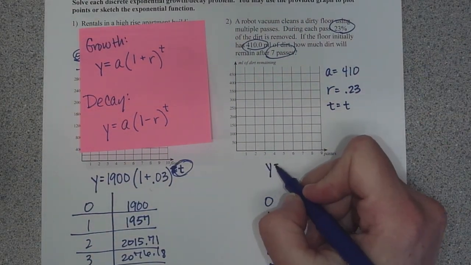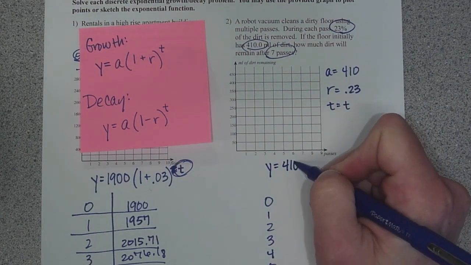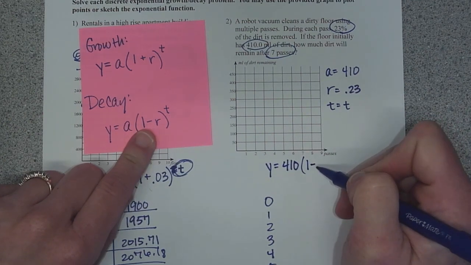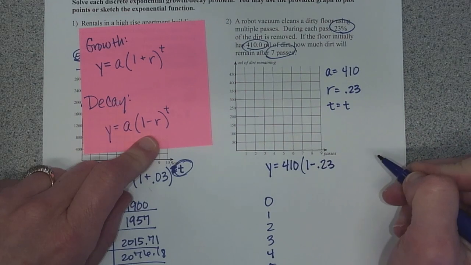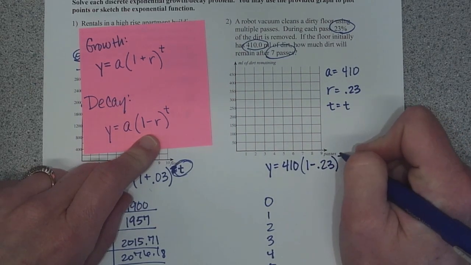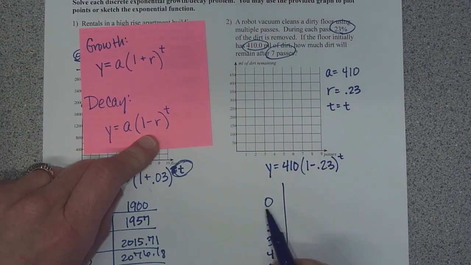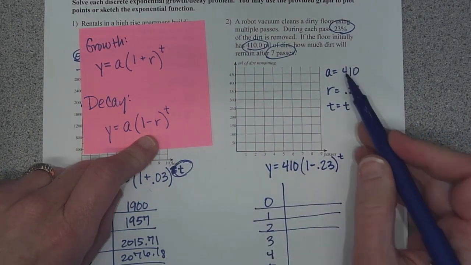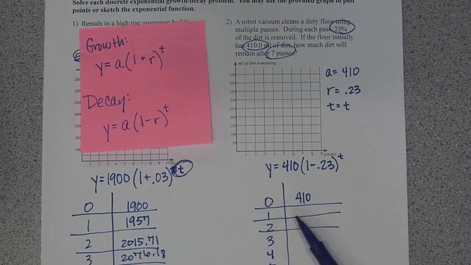Okay, y equals, our initial amount is 410. Parentheses, 1, and this time we have a minus because it's getting smaller. It's getting less and less dirt. And the rate is 0.23, and then we'll leave the t as t. Now, we don't really need to solve for 0 because that's just our starting point. That's our initial amount. So for 0, we can just say 410. But we do need to solve the equation to get our amount for line 1.